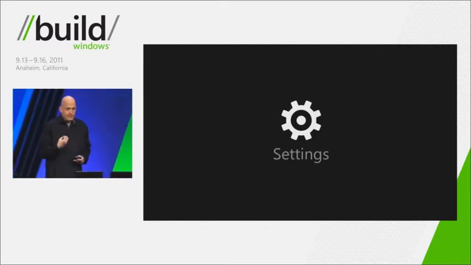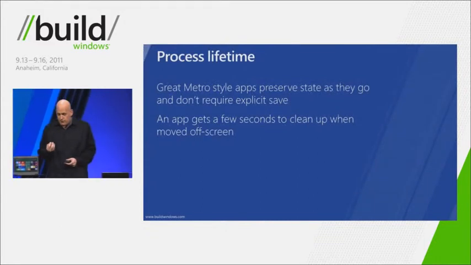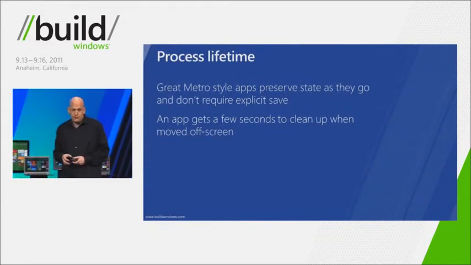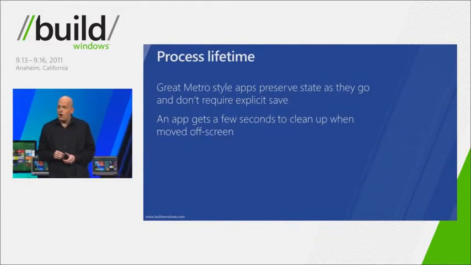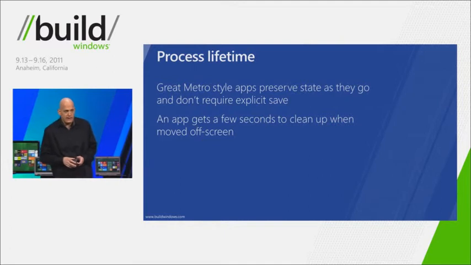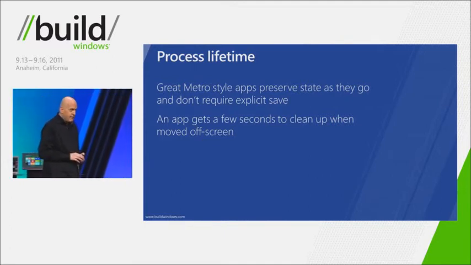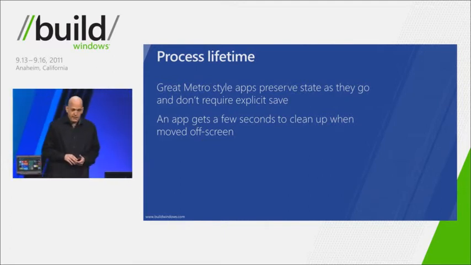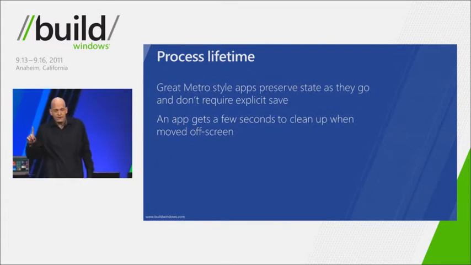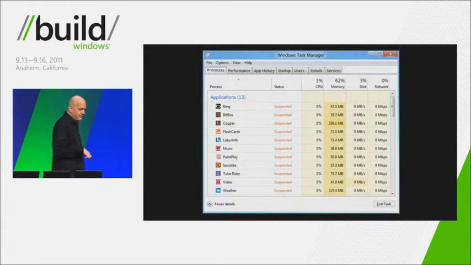And you'll learn about that. Another important aspect of roaming is process lifetime. All great Metro-style apps preserve state as they go and do not require explicit save. In fact, this is imperative because when your app gets pulled off the screen, it's going to have about 5 seconds to do whatever it wants to do before it's suspended.